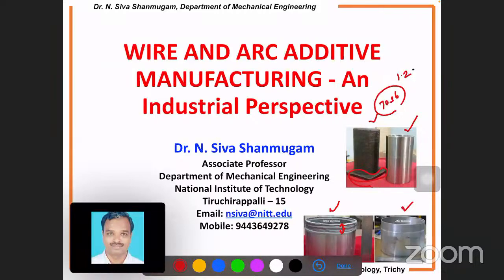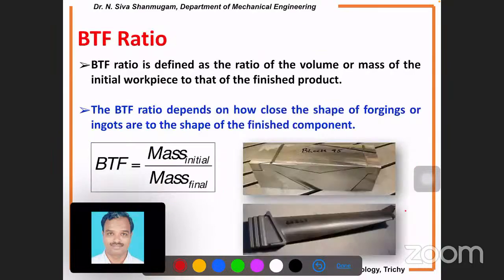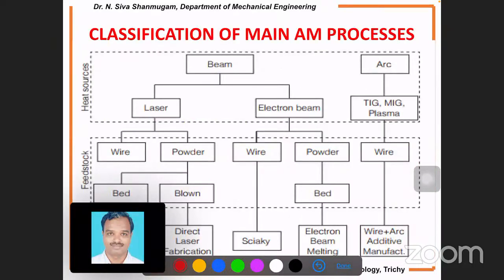So before machining and after machining, this comparison will give the so-called buy-to-fly ratio, friends. I am running out of time, so I am going very fast, like the Rawalpindi Express. We have beam and arc technologies.